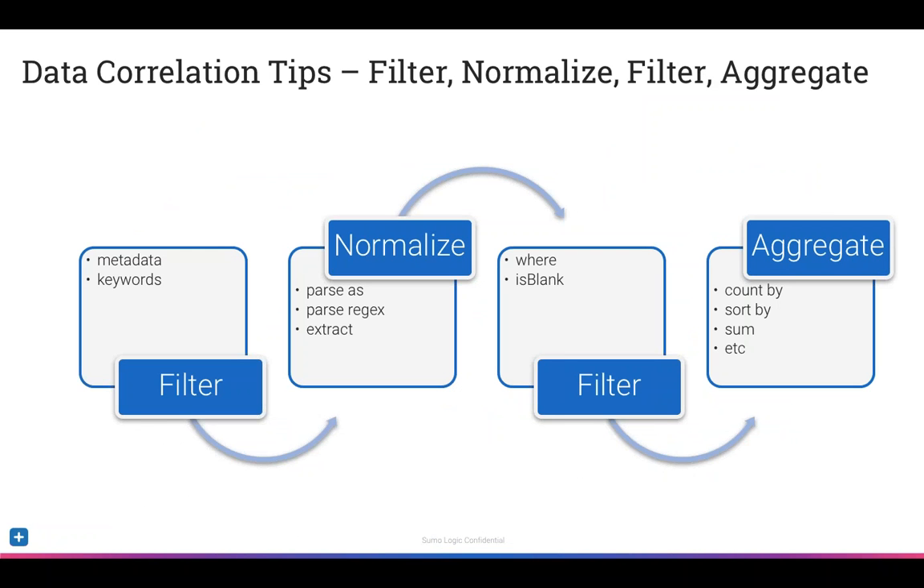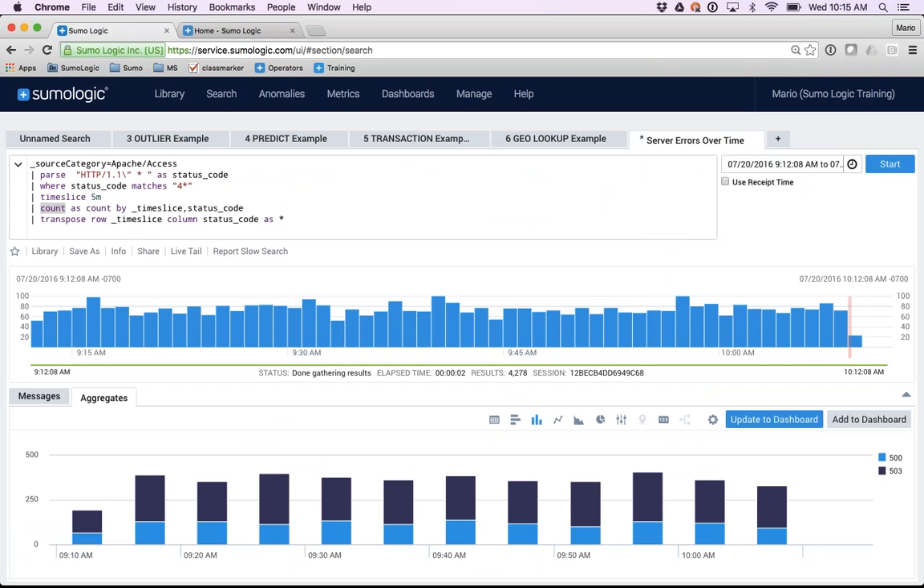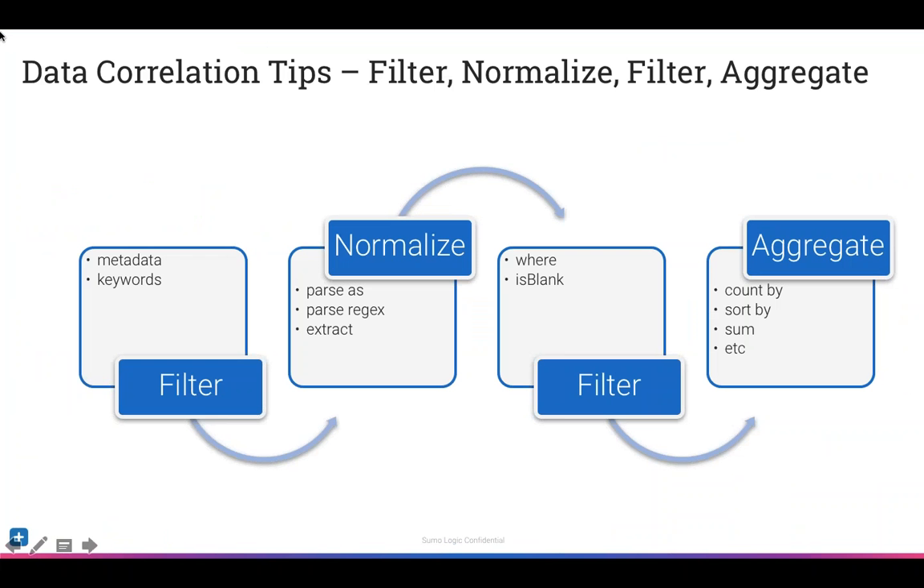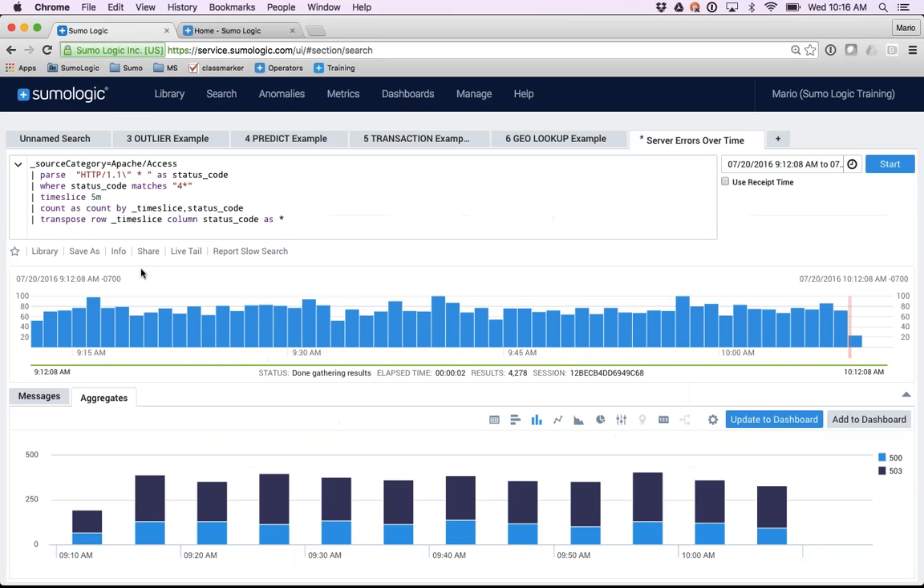But from a search perspective, what a search normally does is you first filter your query with your metadata and your keywords. By metadata, I mean where the data is coming from. If you notice on my query here, I'm saying I want this data to be coming from my source category equals Apache Access. That's my metadata. I also could specify keywords. If I know in particular that I care only for 404s, I can say and 404. Or if I really know that my messages are going to have the word error in them, I can add keywords to even further filter my data as well.